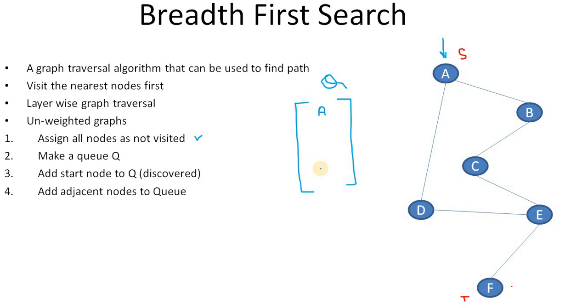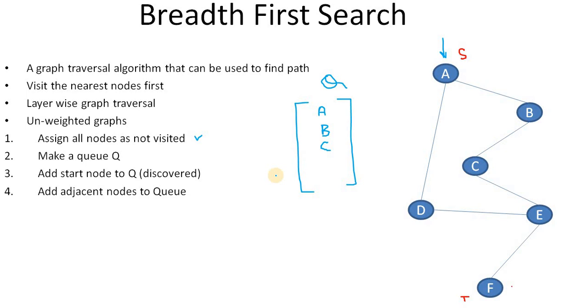The next step of the algorithm is to add adjacent nodes to the queue. So what we have to do now is look at the neighboring nodes of A. What are the neighboring nodes? Look at this graph. The neighboring nodes of A are D and B. So these two we have, and we put them in alphabetical order. We say that okay, the neighboring or adjacent nodes of A are B and C.